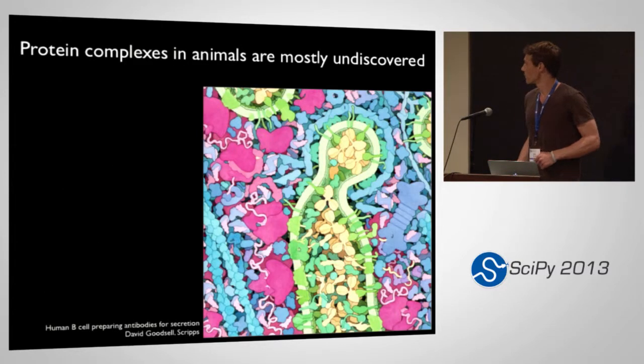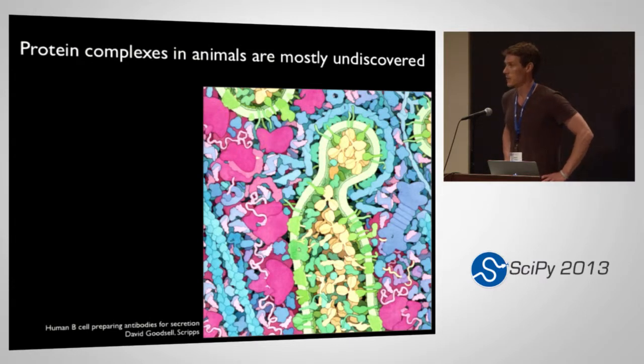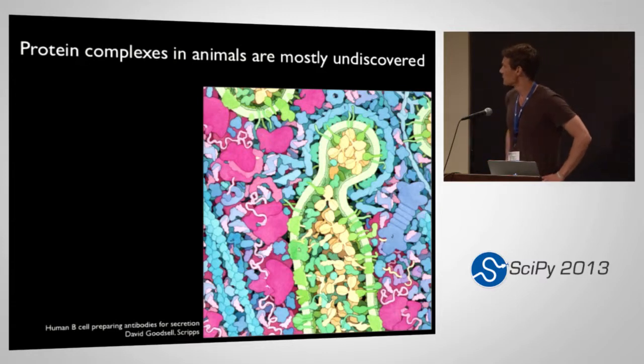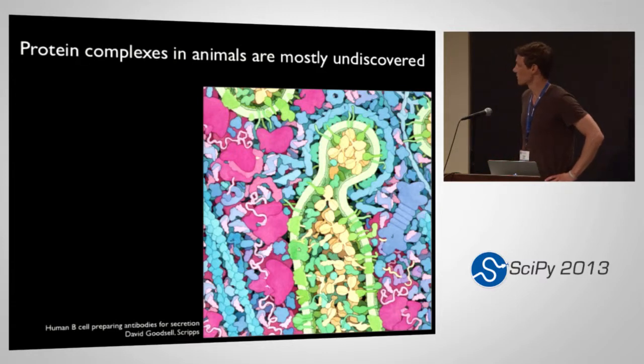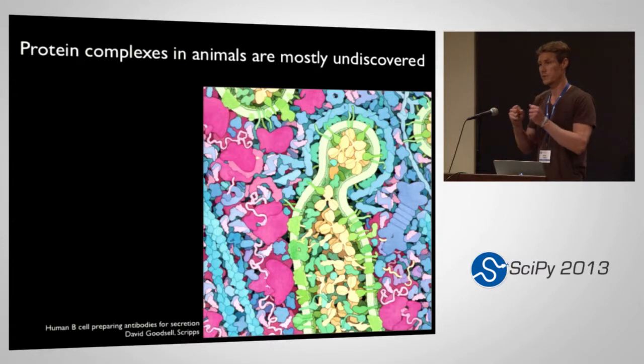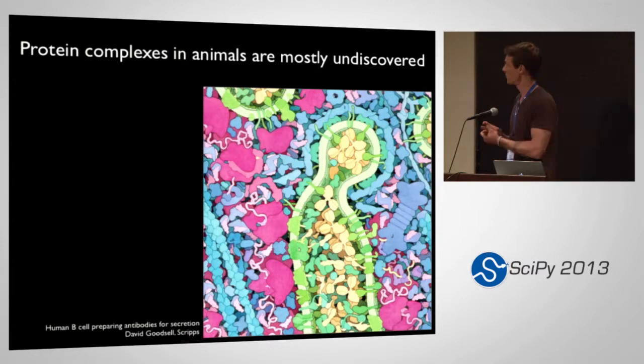So I'd like to start off showing one of these pictures. This is one of the beautiful illustrations by a scientist named David Goodsell of the interior contents of a cell. He's a scientist at Scripps. This is a human B cell that's preparing to secrete antibodies. And what I want to call out is just that the interior of a cell is chock full of protein complexes. These big bodies all across the cell are mishmashes of different proteins that come together.